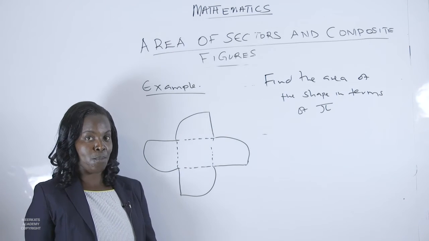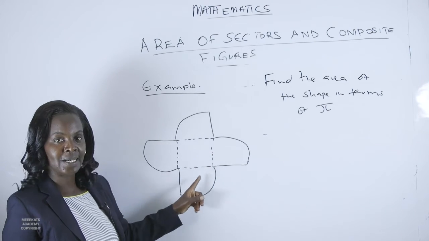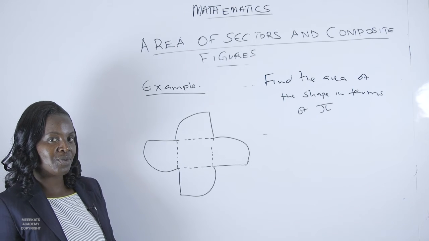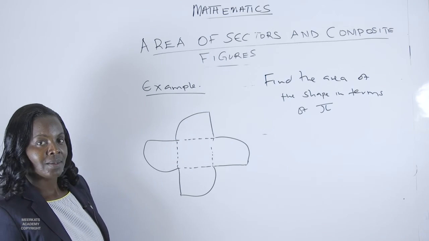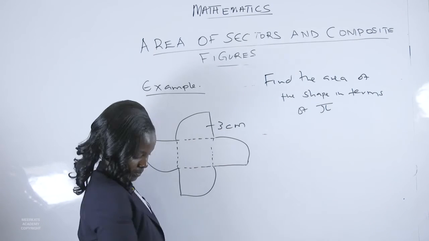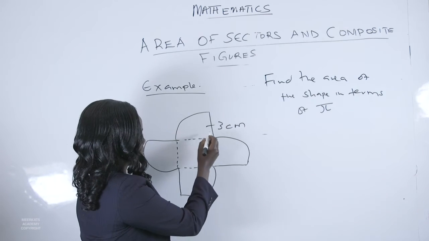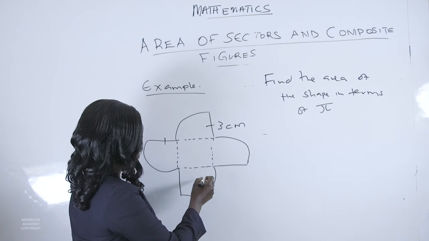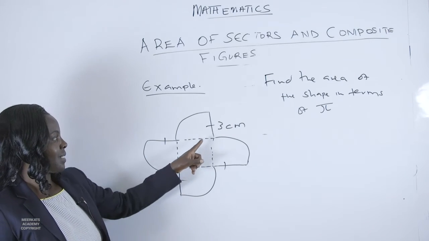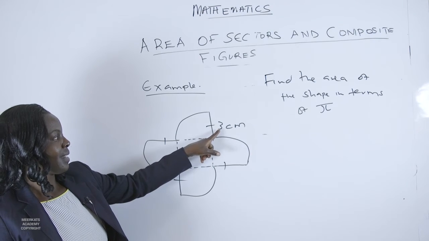And see what it will form. So if we connect these points here, we realize that at the center, we have a square. How do you know it is a square? Because here, we are told the radius. You realize this is a sector which has a radius, and the radius here is 3 centimeters.